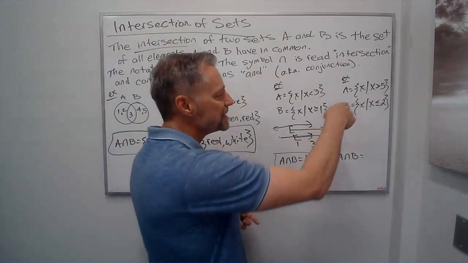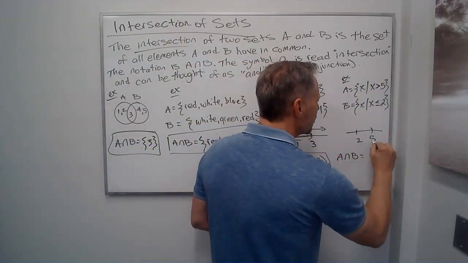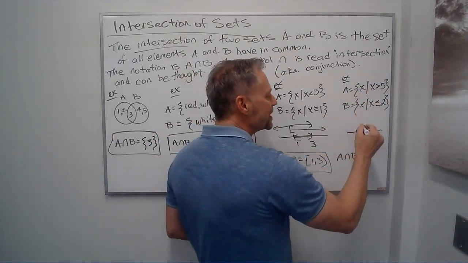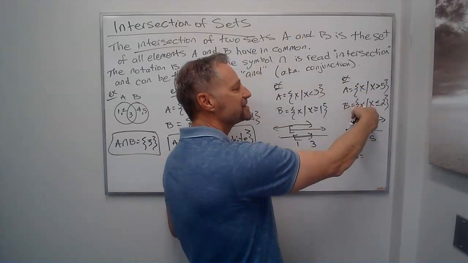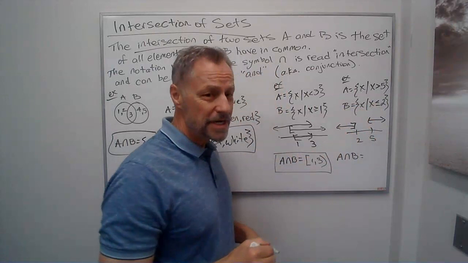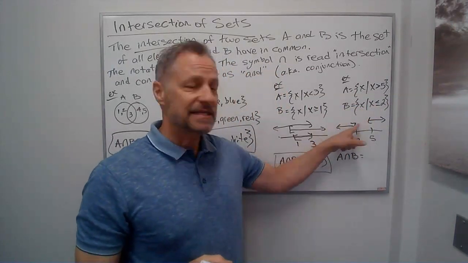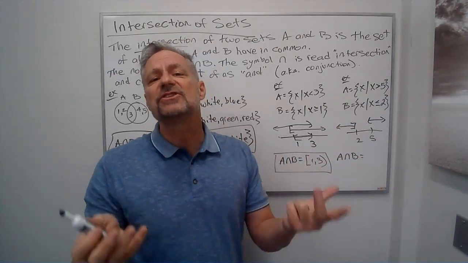I've got sets A and B. Let's say I have a 2 and a 5 this time. We'll put 2 and the 5 up there in the proper order. x greater than 5, that's anything off to the right of 5. And then x less than or equal to 2, that's anything to the left of 2, including 2. But notice this time they don't have anything in common. So the solution is there's no solution.